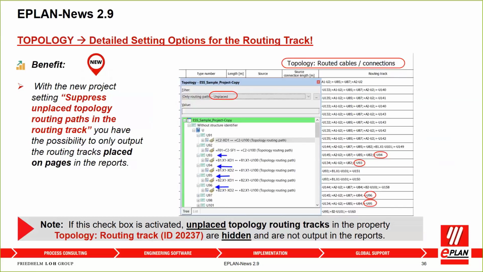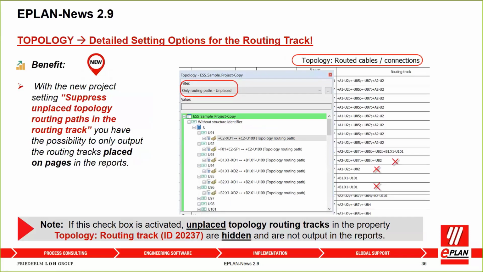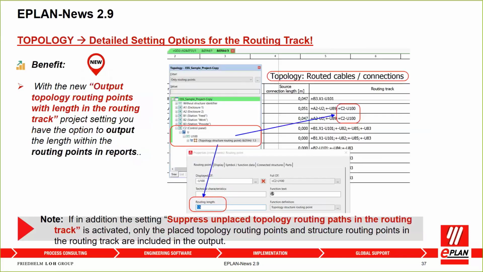And here you can see these are unplaced. Previously in 2.8, they would be displayed. In 2.9, you've got the option to not display them. So that's with the new option checked. And here this is showing the routing length of the routing point here, which is 1.5. So that could be the height adjustment for the cabinet from going up to the cable tray.